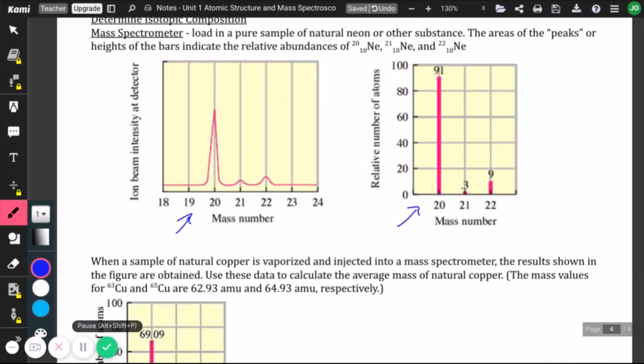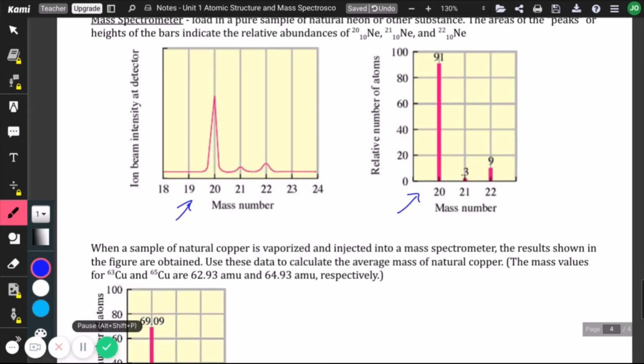So here we would have a mass number of 20. We would find this many. Here, a mass number of 21, we'd find that many. And here, mass number of 22, we'd find that many, okay?